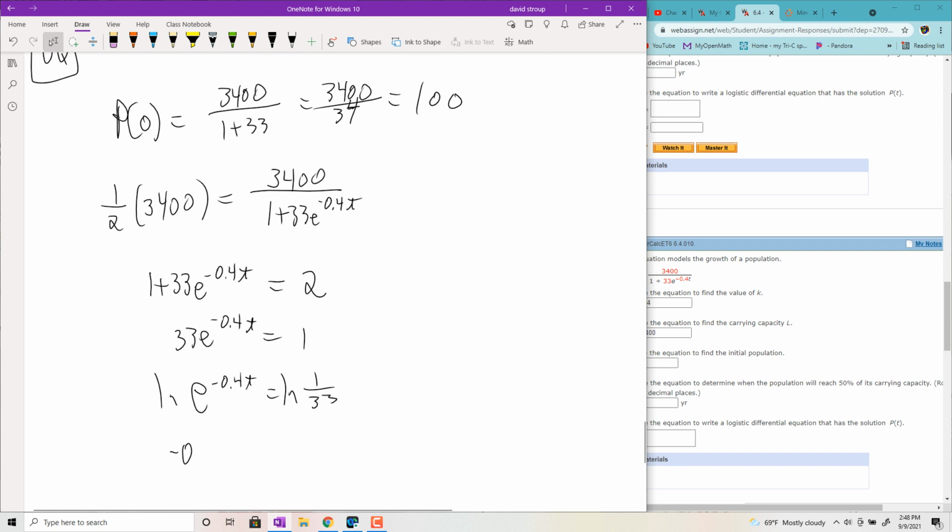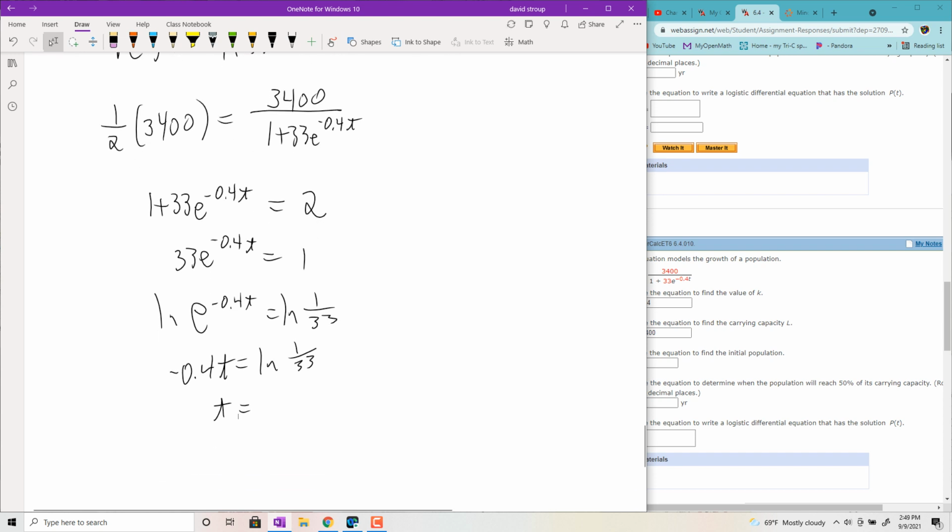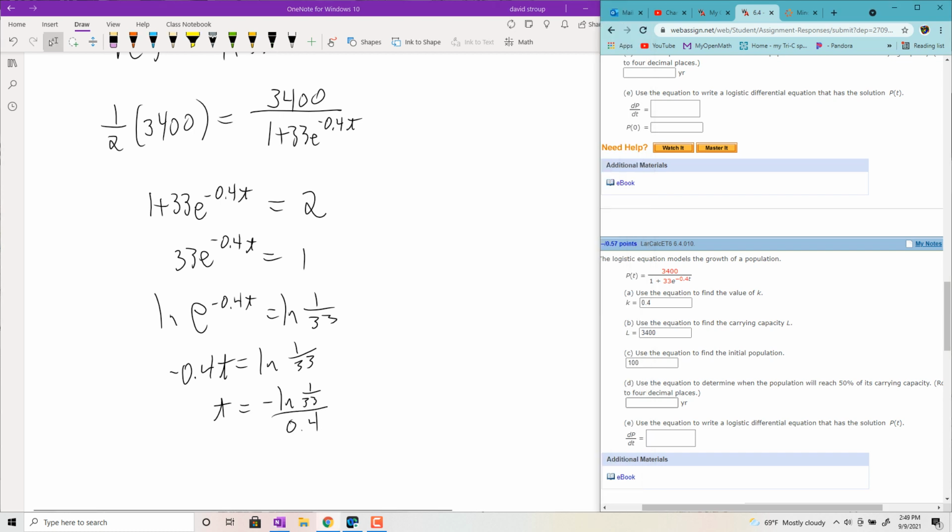Okay, let's see what we get. Negative 0.4t equals ln of 1 over 33. Then divide both sides by negative 0.4, and you get negative ln of 1 over 33 divided by 0.4. They want 4 decimals on that.